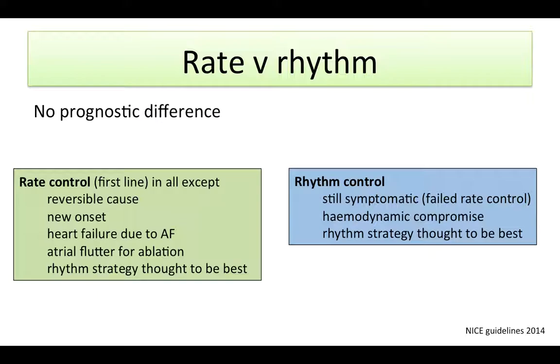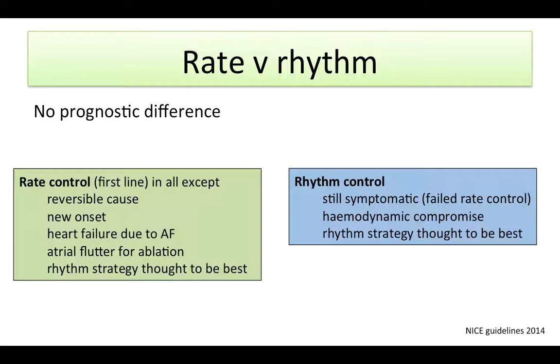So if someone comes for the first time, it wouldn't be unreasonable to arrange for them to have a cardioversion, to try to attempt to get them back into sinus rhythm. Also, if they've got heart failure as a consequence of atrial fibrillation, then in those situations, it's better to go for a rhythm control strategy. In some cases, for example, atrial flutter, it may be worthwhile referring them for ablation procedures. And so rhythm control really is mainly for people who failed rate control.